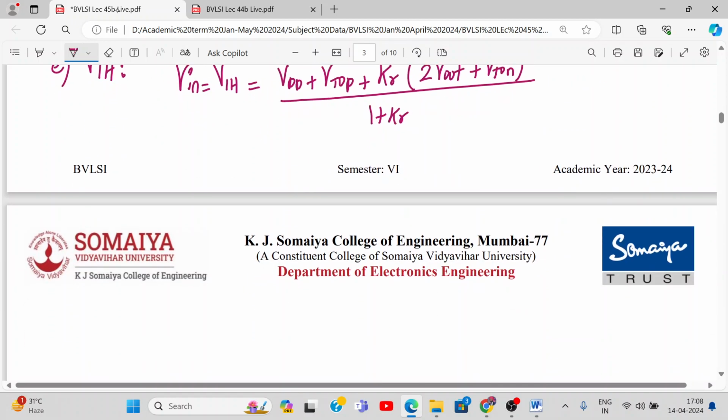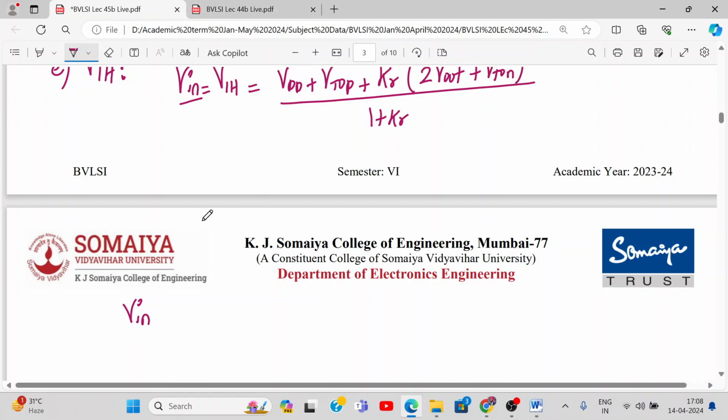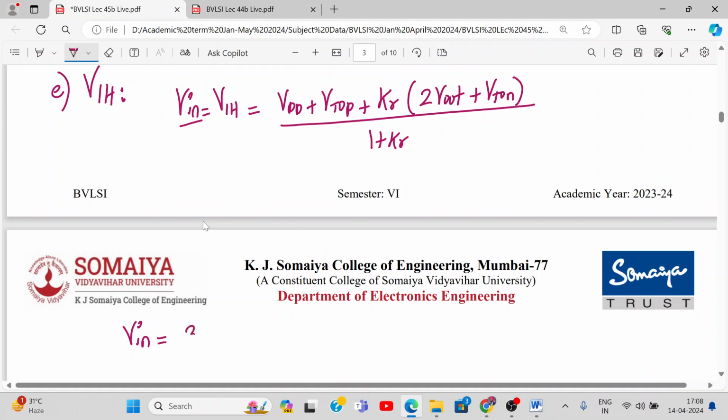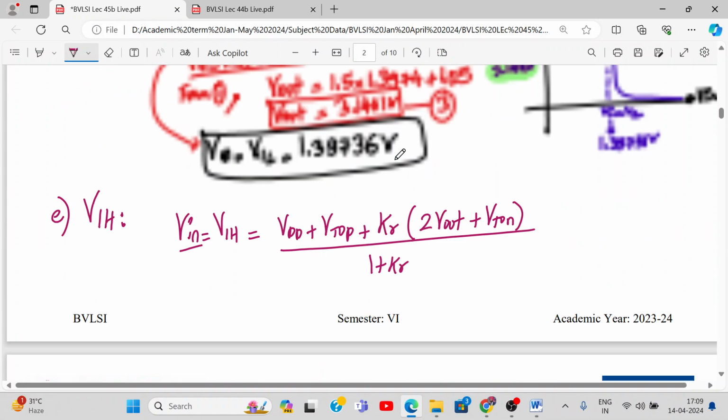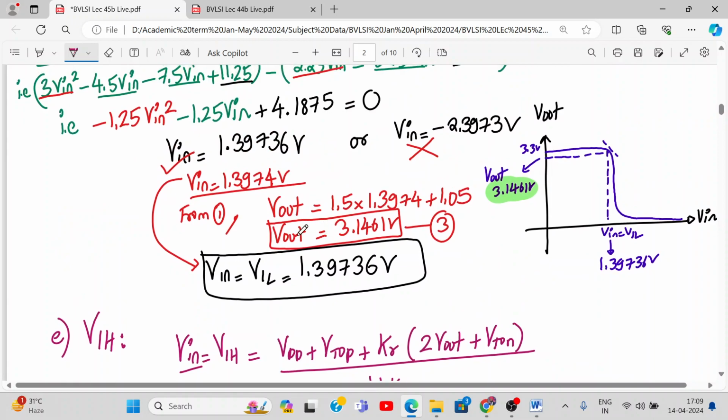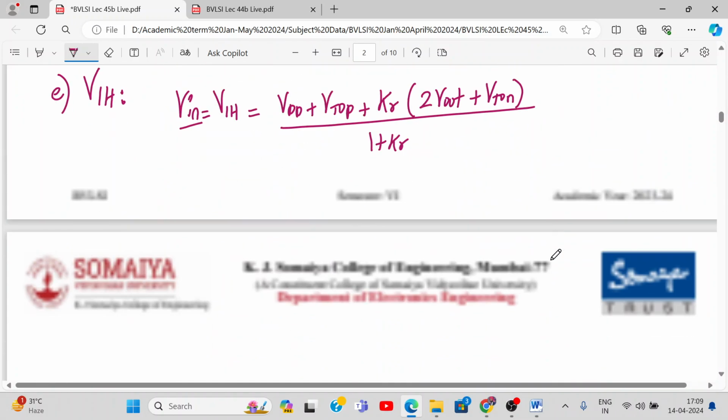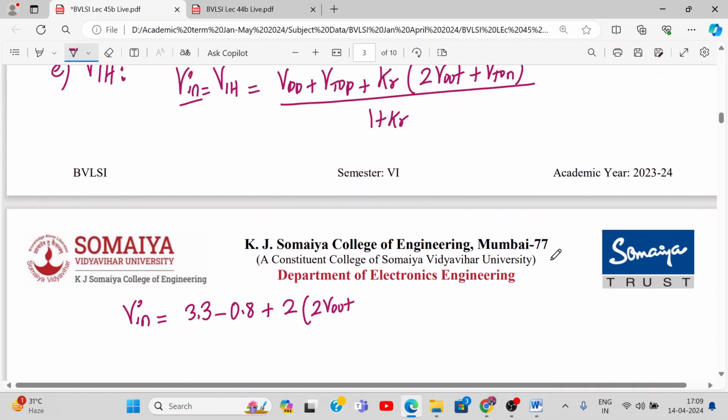Now we have to substitute the values. Let's call this V in only for time being, and at the last step we will call it VIH. So how much is the value of VDD? 3.3. Let's write it down. 3.3 minus 0.8 plus KR is 2 into twice V out, we don't know. Remember, this V out is different than the earlier V out. This V out is associated with VIL. Then 10 plus 1, divided by 1 plus 2, that is 3.